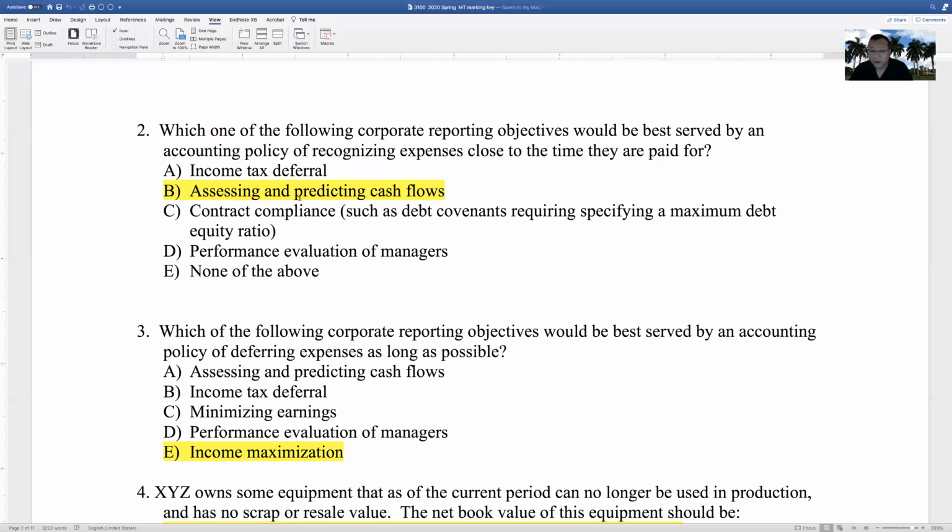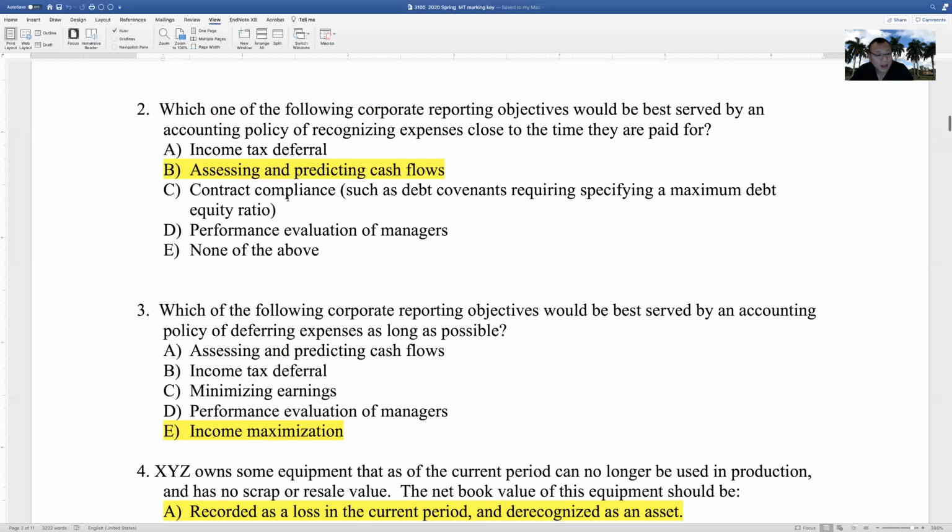Therefore, the managers of the company have the reporting objective to comply with the contract requirements. So contract compliance is one of the reporting objectives, but this is not achieved by timely recognizing expenses.